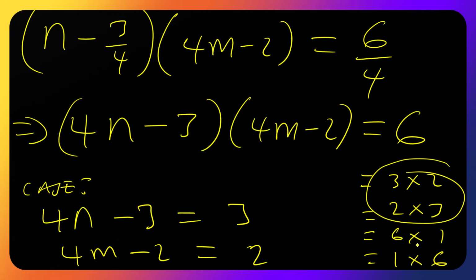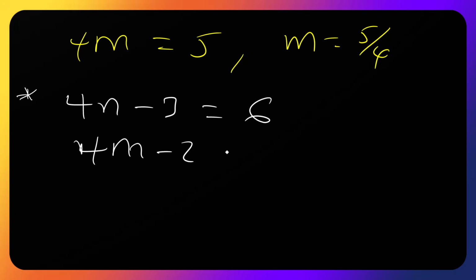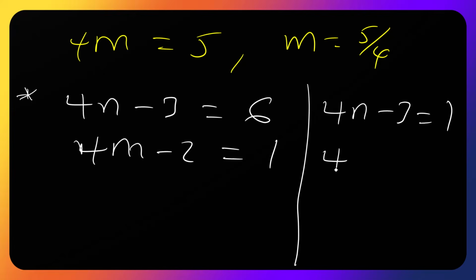Left with the 6 times 1 and then 1 times 6. Okay, so let's see how we can deal with them. So 4n minus 3 equals 6, then 4m minus 2 equals 1. Or 4n minus 3 equals 1, or 4m minus 2 equals 6. So let's solve each side.